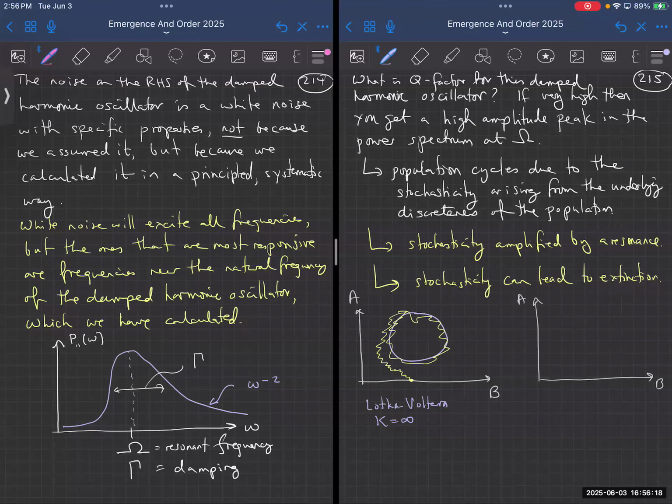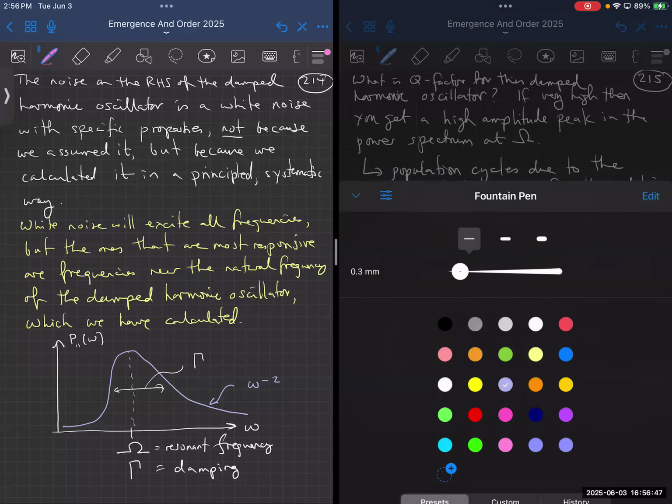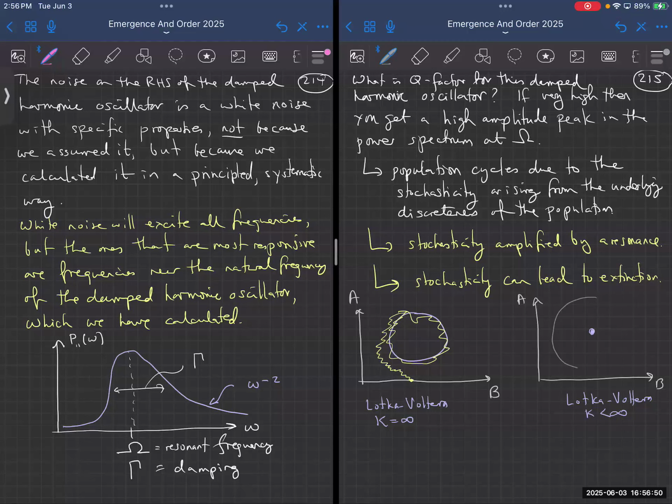Now, what we know for the Lotka-Volterra with kappa less than infinity is that there's a fixed point. So we never get population cycles. It just goes into some fixed point. And if I were to look at the trajectory, as I showed you last time, the trajectory kind of spirals in like that. So that would be the deterministic case spiraling into this fixed point.